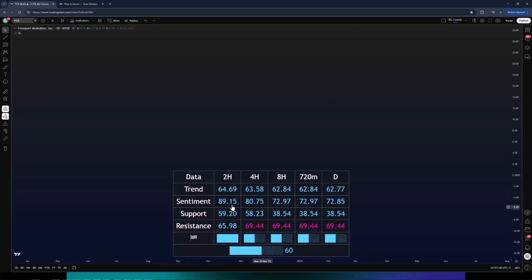The sentiment is doing the same thing. The shorter the time frame, the more extremely high the sentiment. This means that in the short term, on the 2-hour chart, we're almost definitely going parabolic, flying upwards. The momentum is extremely high to the upside. On the daily chart, we're also extremely bullish, but not that bullish.